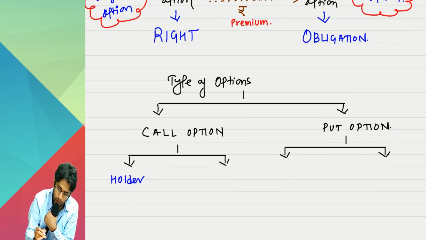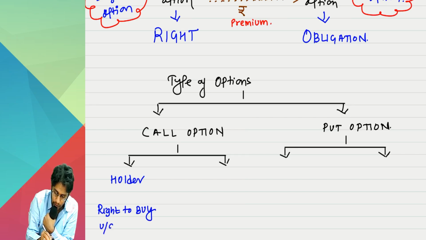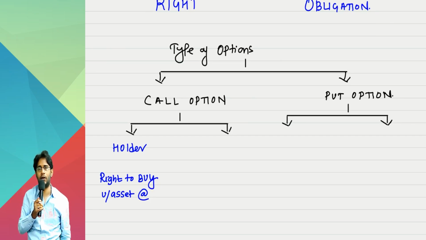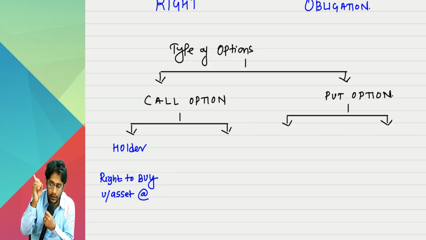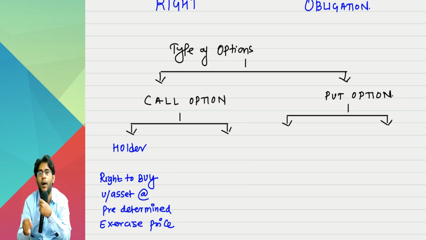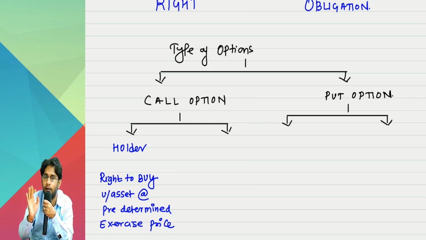A call option holder will have a right to buy the underlying asset. Means whatever they have agreed, let it be copper, let it be gold, let it be equity share of Infosys, let it be anything, it can be currency, whatever you people agree, that you have a right to buy at a predetermined exercise or strike price. Price is already decided. If you want, you can buy.